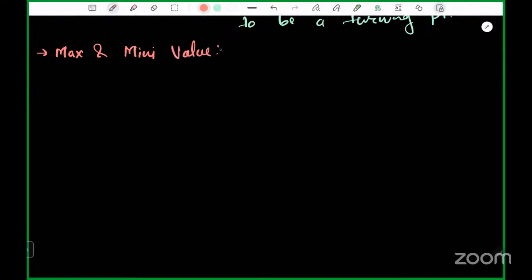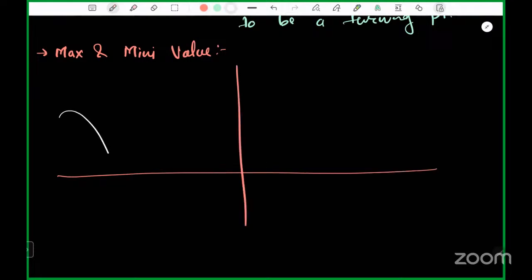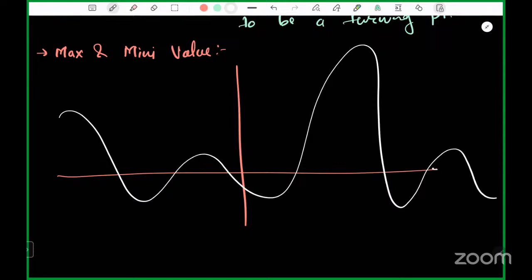So, maximum and minimum value of a function. What are the maximum and minimum values? Suppose you have a function like this. In this function, there are several points around which the value of the function is either maximum or minimum. For example, suppose x is equal to minus 2. At this point, the value of the function is minimum. If you take a very small neighborhood or interval near x equals minus 2, then over that small interval, the value f of minus 2 is the minimum.